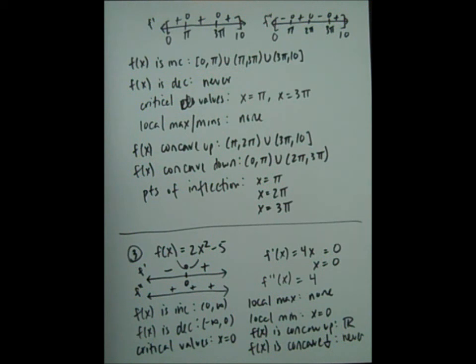So, whenever we're talking about increasing, decreasing, concave up, concave down, critical values, local maximums and mins, and points of inflection, we're going to do the same thing every time. We're going to plot f prime, plot the number line for f double prime, and then read off everything. So, that's our kind of outline here. Maybe we'll write down our steps.